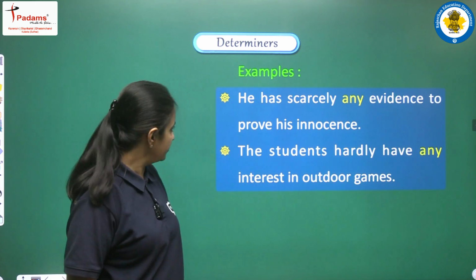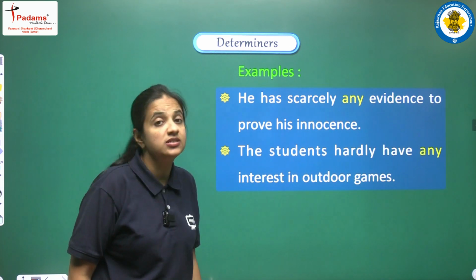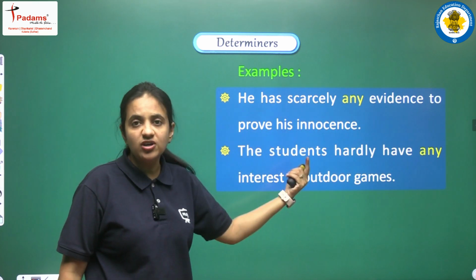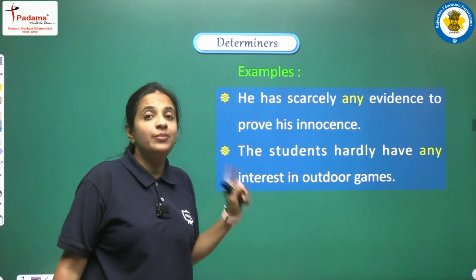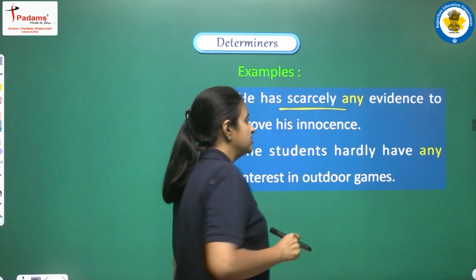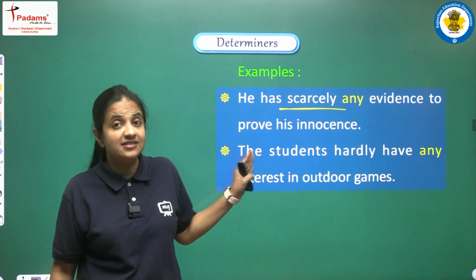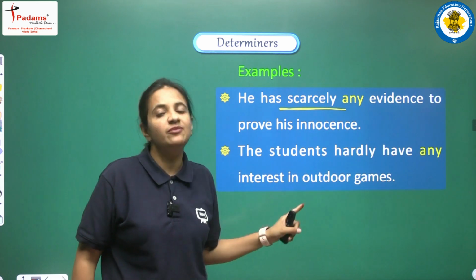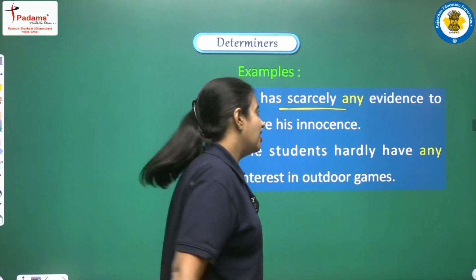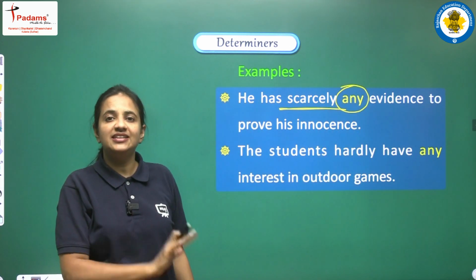So let's see the first one. He has scarcely any evidence to prove his innocence. So here in this sentence we can see that a clear not is not given in the sentence, but when we read this sentence carefully, we will come to know that we have one negative word in this sentence, that is scarcely, and because of the use of this word, we have a negative sentence here. And now according to the rule we have to use any, we cannot use some here in this sentence.